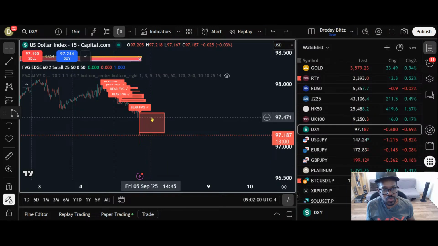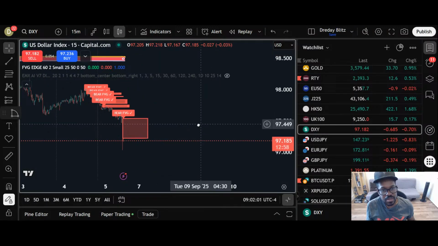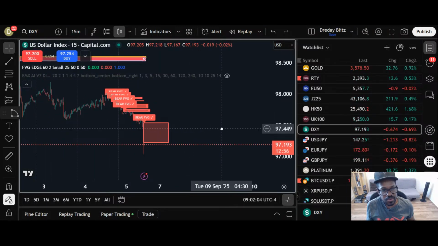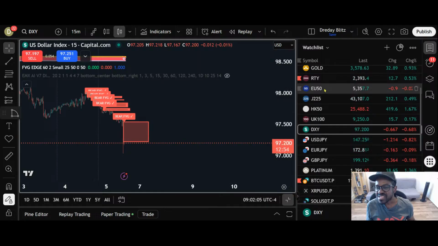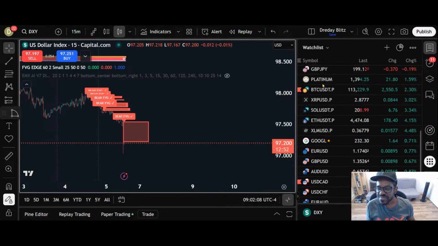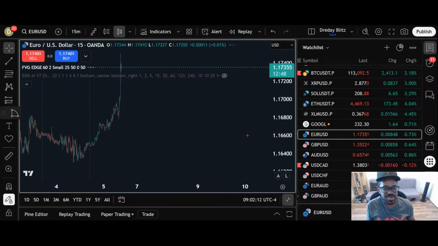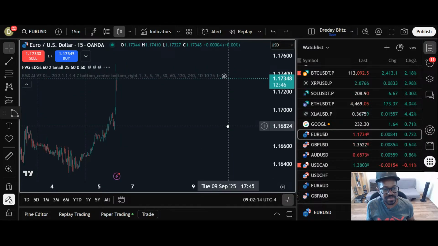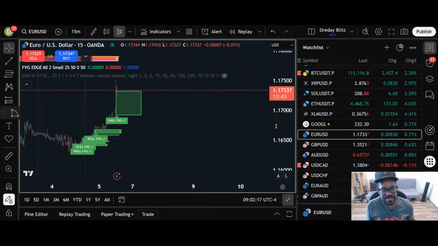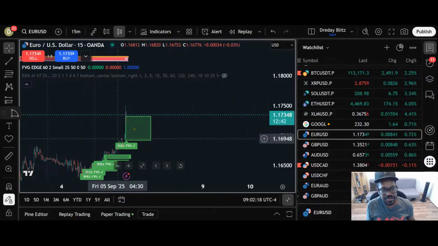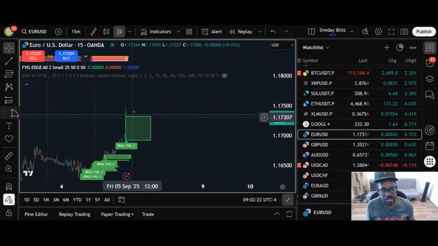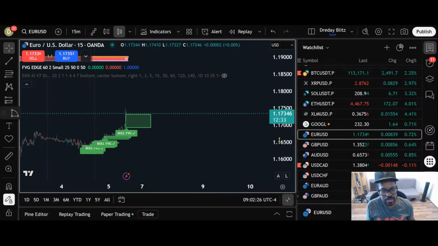a new fair value gap was created here. The hourly fair value gap was created on DXY. If we go back on Euro USD, it should be created here at the top. There you go. So you see, after each hour, it's going to calculate if there's a fair value gap or not, and if there's one, it's going to create the fair value gap for you.